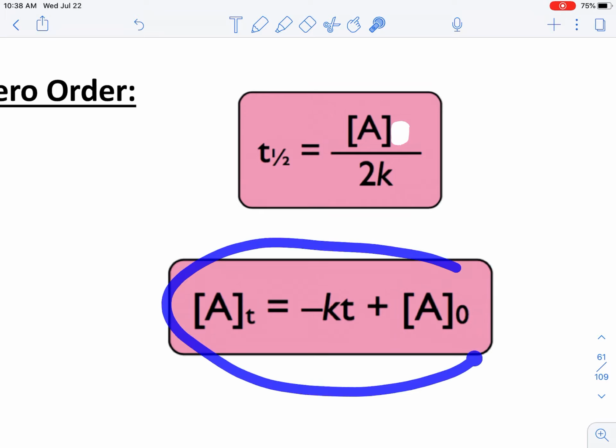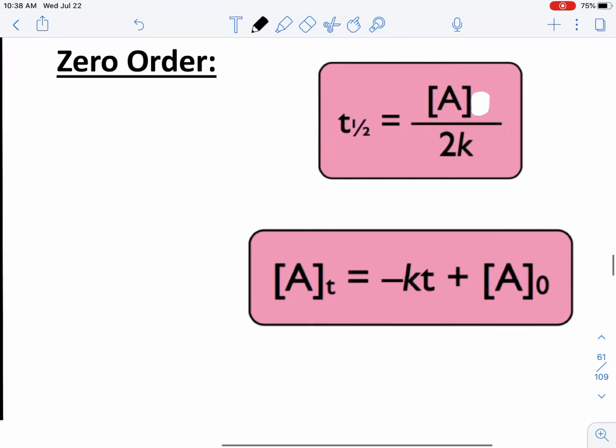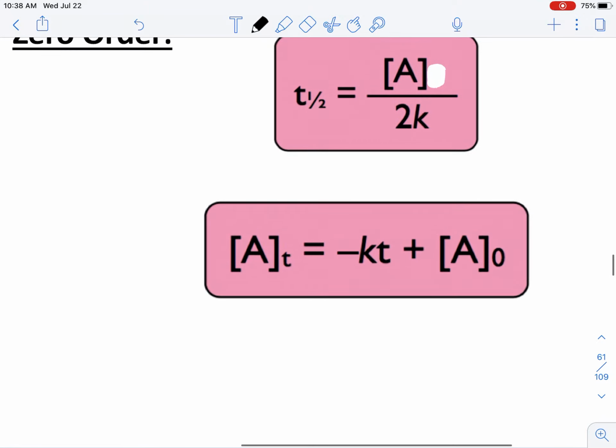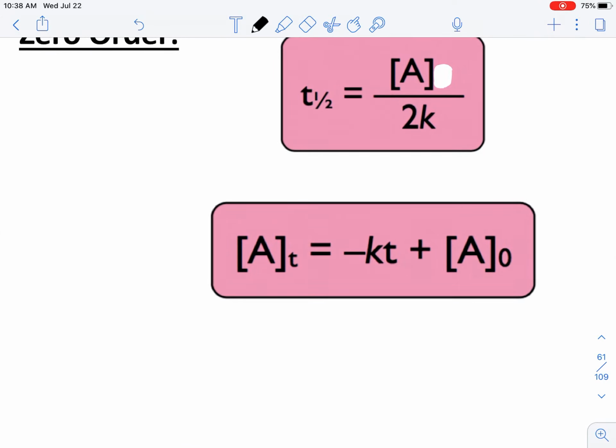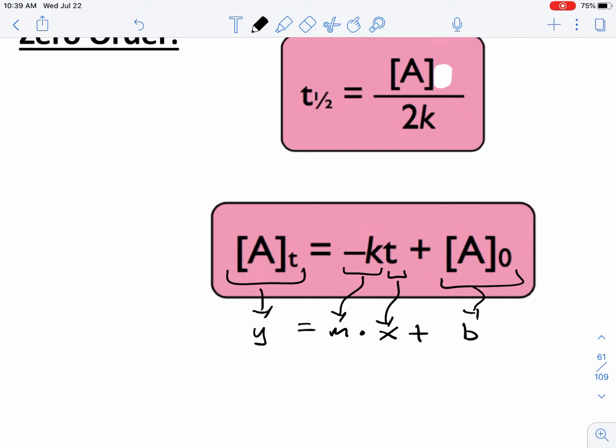And so looking at the integrated rate law for zero order, this is the straight line plot version of the integrated rate law, where this is going to represent the y-axis. If you're trying to plot this, negative k is going to represent the slope. t is going to represent time, specifically the x-axis on a graph. And the initial concentration is going to be the y-intercept.